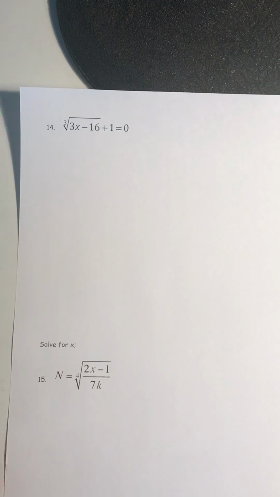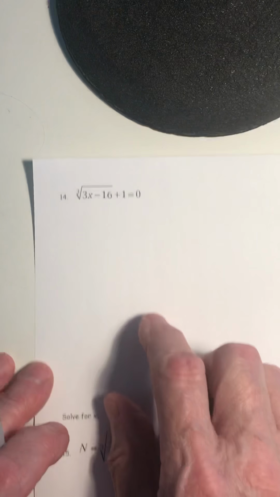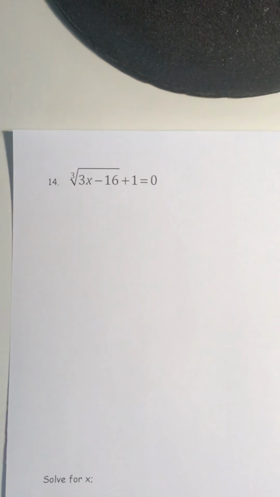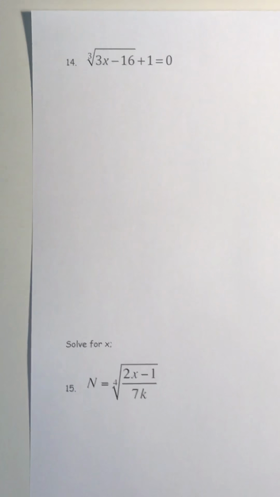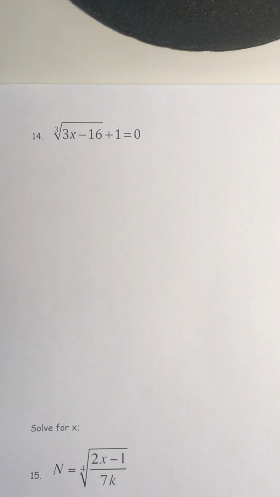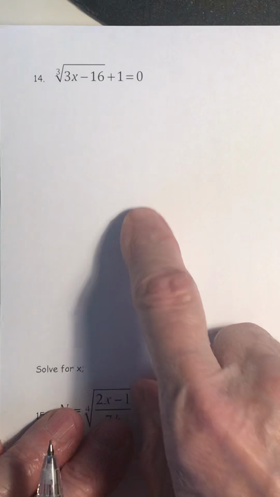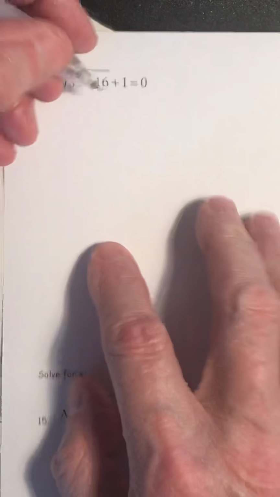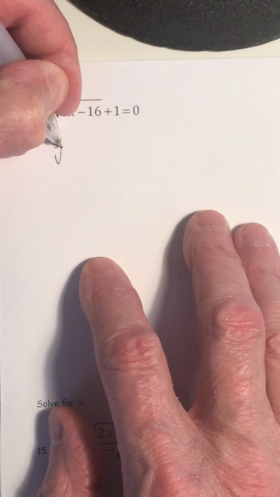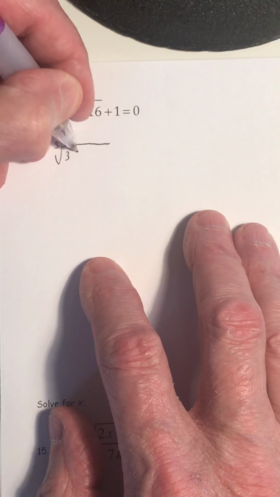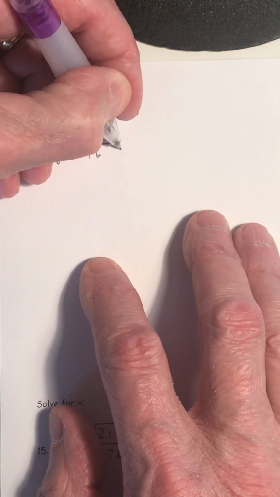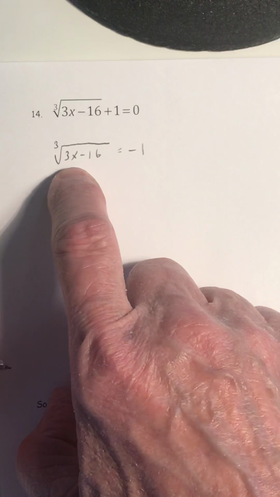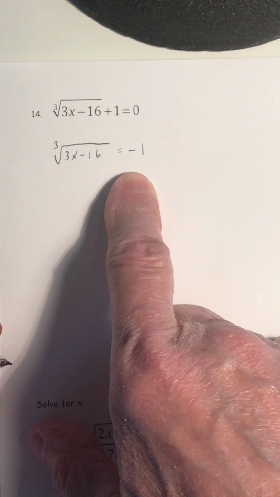Page 5, problem 14. It's a cube root radical. It's not isolated yet, so let me adjust this a little bit here. There we go. Take away 1 from both sides to isolate the cube root radical. Then it's going to say cube root of 3x minus 16 equals negative 1. It's an odd index root, so it can be a negative output.